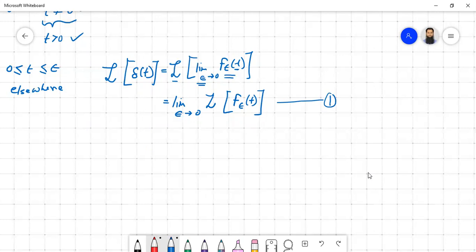So what is the Laplace transformation? Later on we'll apply the limit. First of all, try to find out the Laplace transformation of f_σ(t). Just apply the formula. The formula says integral from 0 to infinity, then you apply your function, so the function is f_σ(t), then e^(−st) dt.